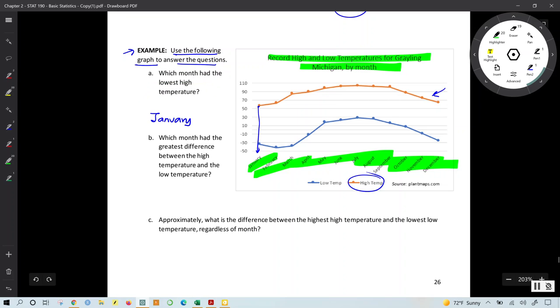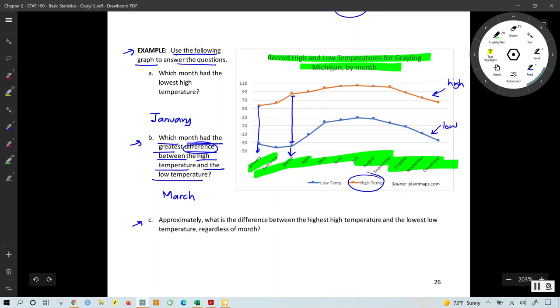That gets us going. Question B, which month had the greatest difference between the high temperature and the low temperature? This is high and this is low. So which month has the greatest difference or the greatest gap? I would argue that that would be the month of March.